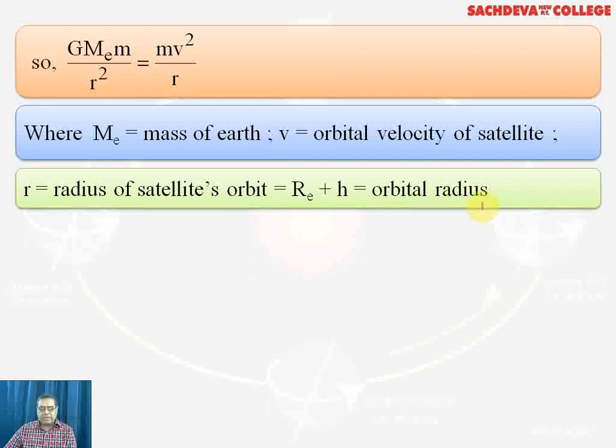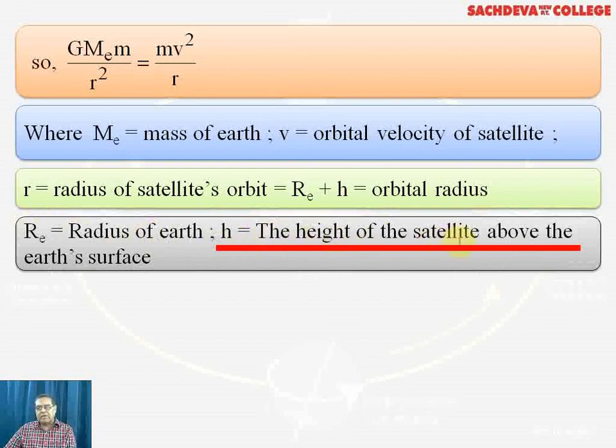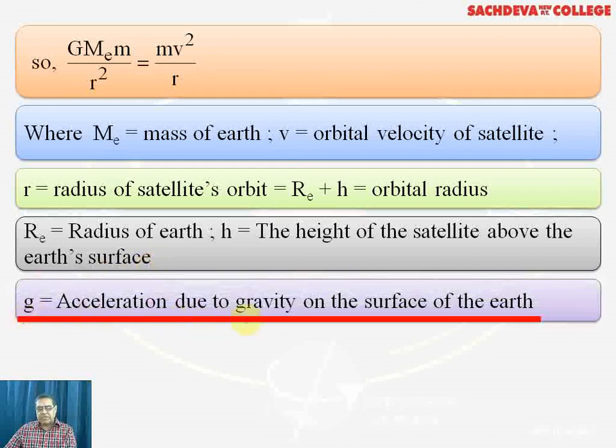Normally we take the radius as 6400 kilometers. So now Re plus h is the distance of the satellite from the center. Re stands for the radius of Earth, h stands for the height of the satellite above the Earth's surface. So the net distance will be Re plus h from the center. g is the acceleration due to gravity on the surface of Earth.